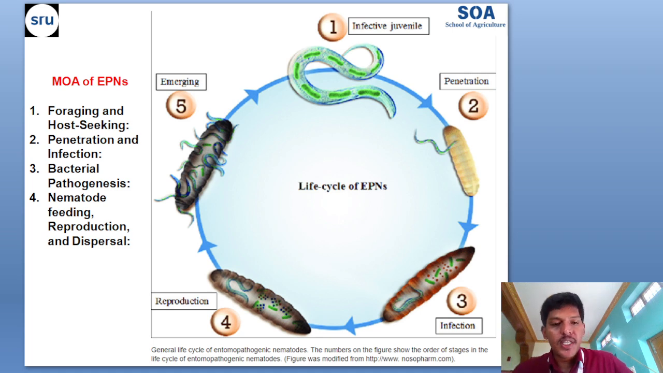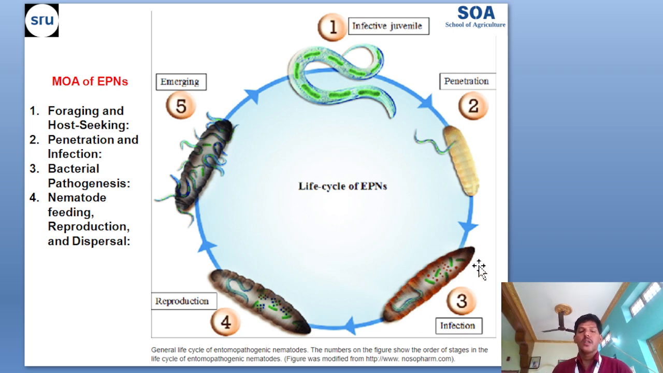Next, we are going to see the mode of action of entomopathogenic nematodes in brief. This entomopathogenic nematode actively forages and seeks the host in the soil. Once it finds its host, it penetrates into it through natural openings such as anus, mouth, spiracles, or any other sharp part of the body, and causes infection by releasing bacteria.